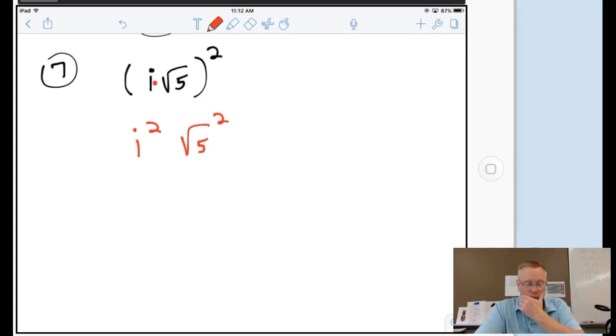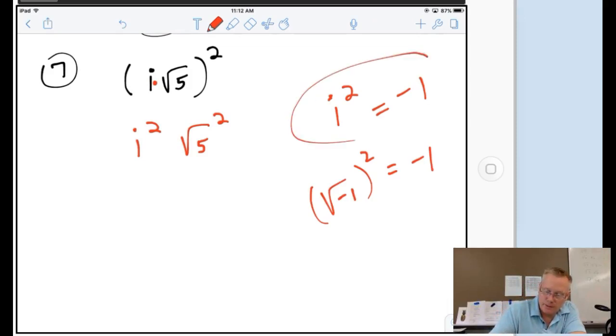Now, I should have written this up top here, but let me write it here. i squared, and I can show you why, is negative 1, okay? And the reason is because if I took the square root of negative 1 and squared it, that's negative 1 also, okay? So let me circle that. That's an important one. Put a star next to it. Know it. Memorize it.